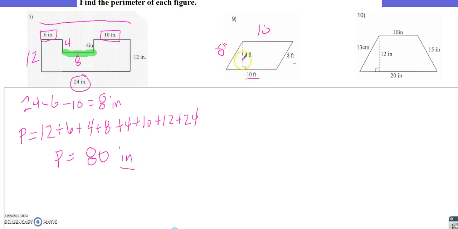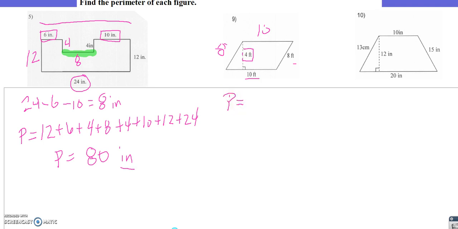Now the one that does not matter to us is this 4 feet. We would use that 4 feet, you can see it's the perpendicular height, if they asked for area. But on this page they're asking for perimeter, so that's the inside part. We don't want to use it.